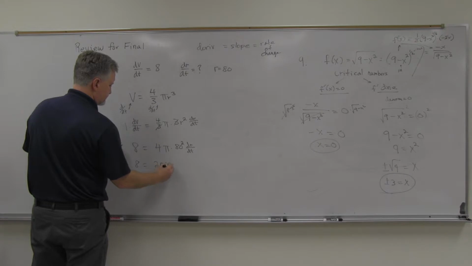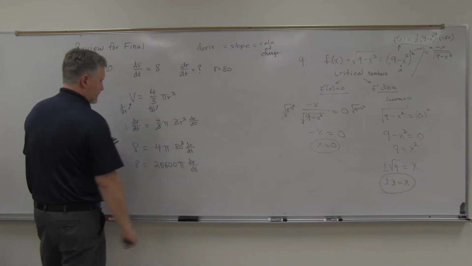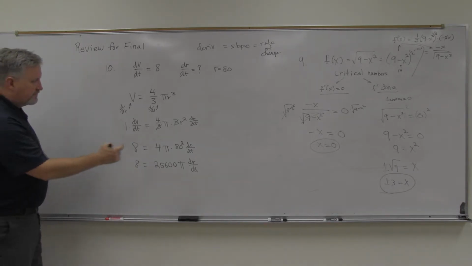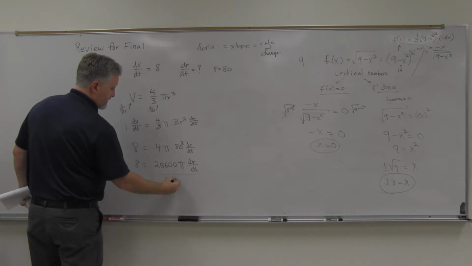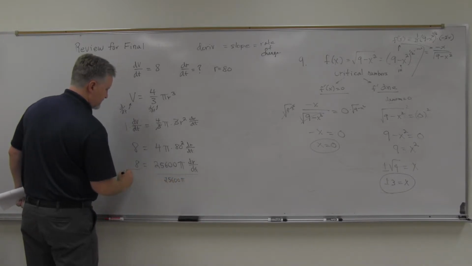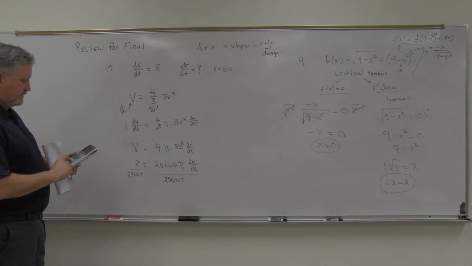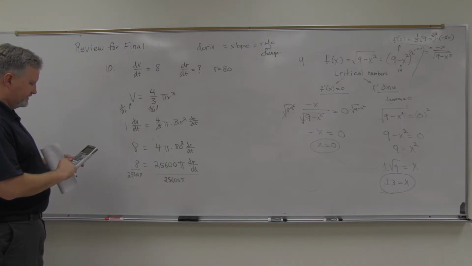25,600 actually. So the 4 times 80 squared is 25,600. So to find dr over dt, I would just need to divide by the 25,600 pi. That's my dr over dt, my rate of change. Different ways to write that, but let's just round it here. It's not a very big number for sure.